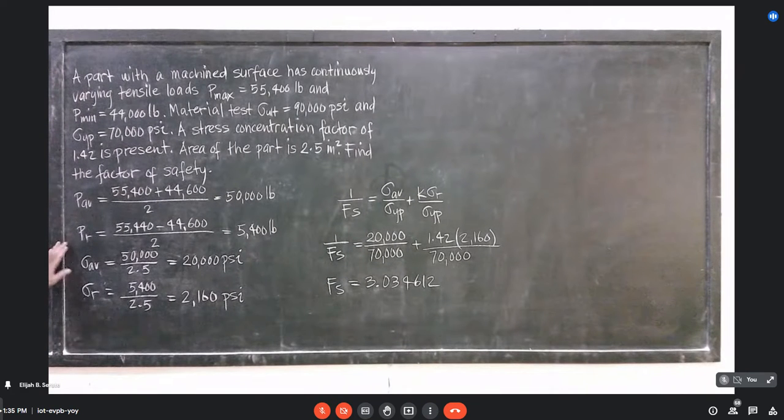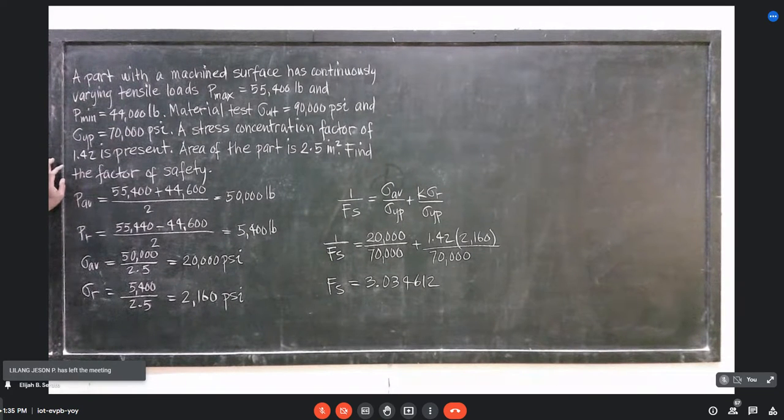Let's look at this problem here. We have a part. The surface is machined. The load continuously varies from a maximum of 55,400 to a minimum of 44,000 pounds. The material has an ultimate stress of 90,000 psi and the yield point of 70,000 psi. Stress concentration factor is 1.42 and the area of the part is 2.5 square inch. We are going to find the factor of safety.